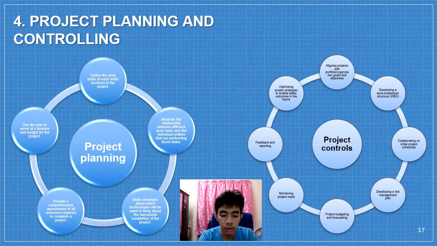Activities under the umbrella of project control may include aligning the project with portfolio organization goals and objectives, developing a work breakdown structure, collaborating on the initial project schedule, developing a risk management plan, project budgeting and forecasting, monitoring project costs, feedback and reporting, and optimizing project strategies to enable better outcomes in the future.